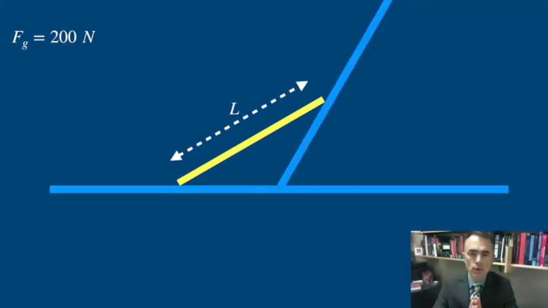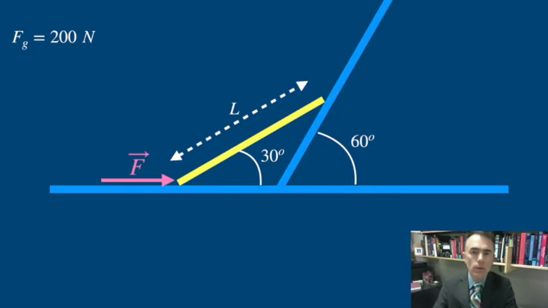Consider a homogeneous bar of 200 newtons of weight and a length L. The bar is resting on two flat surfaces that make an angle of 60 degrees. The bar makes a 40-degree angle with the horizontal surface. We apply a horizontal force F at one end of the bar so that it is in static equilibrium.